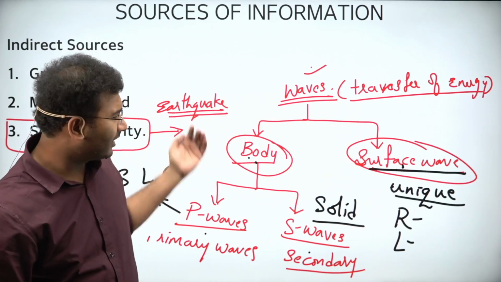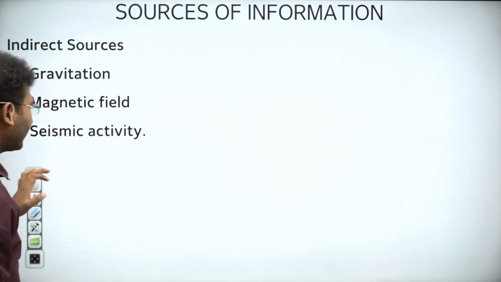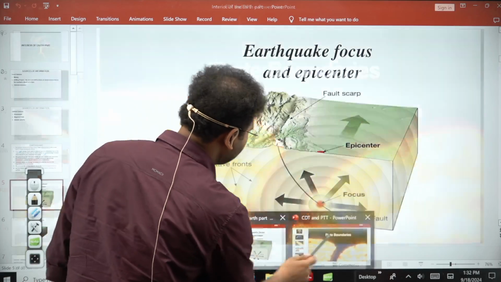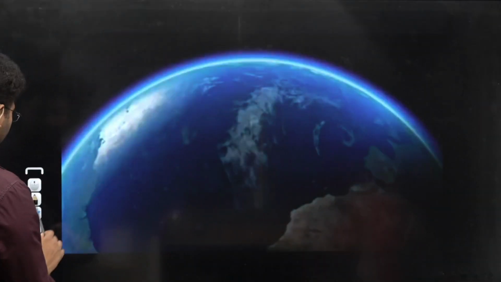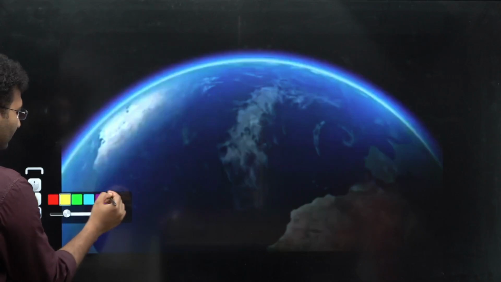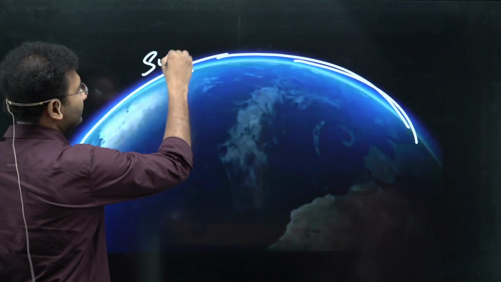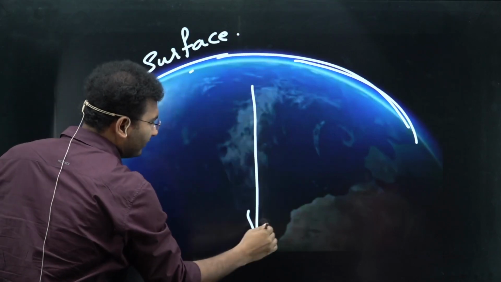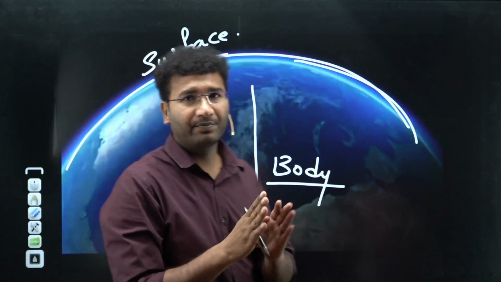Now what do you mean by body and what do you mean by surface? See, our earth has two different types of entity. Look at this particular diagram, you will get to know that. If you look at this, this is called the surface. And if you go deep into the interior of the earth, that is called the body. I hope you are clear with this.